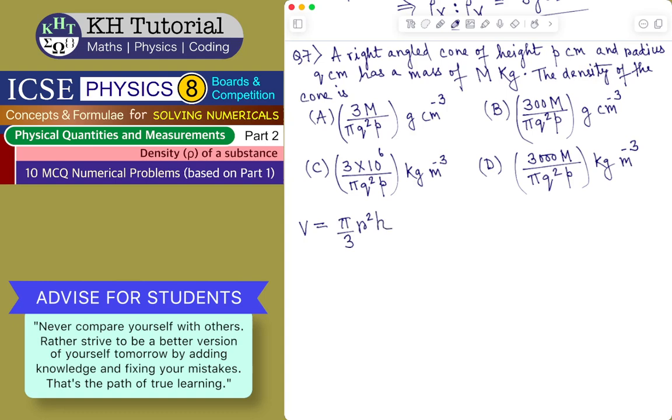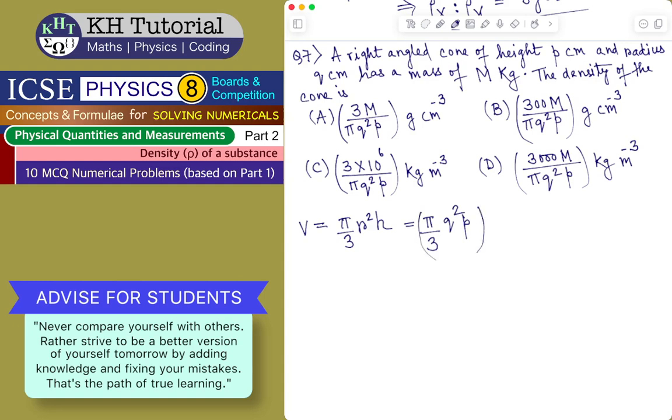The volume of a cone V will be equal to pi by 3 r square h, where r is the radius of the cone and h is the height. So in this problem, it will be pi by 3. The radius of the cone is given to be q, so this will be q square, and the height is given to be p. So this much centimeter cube.